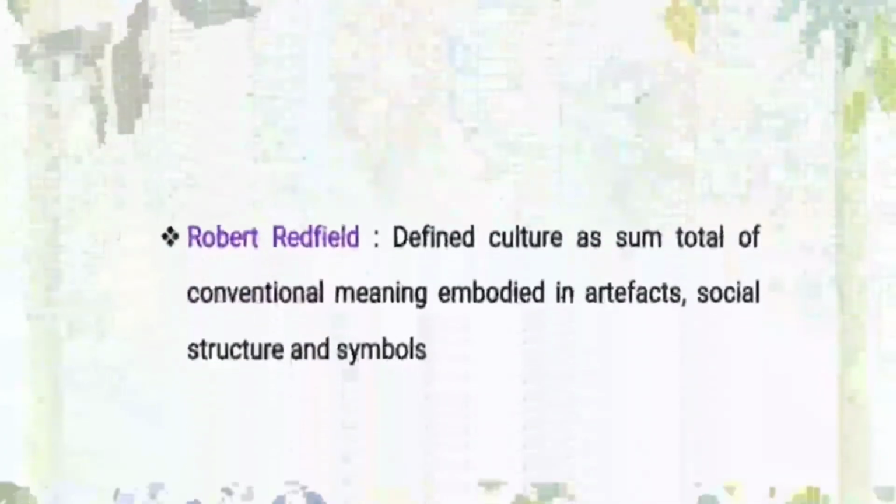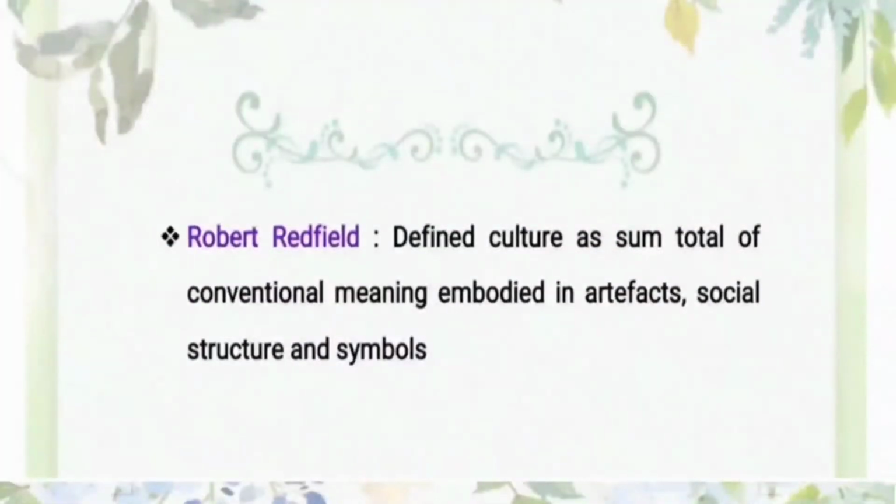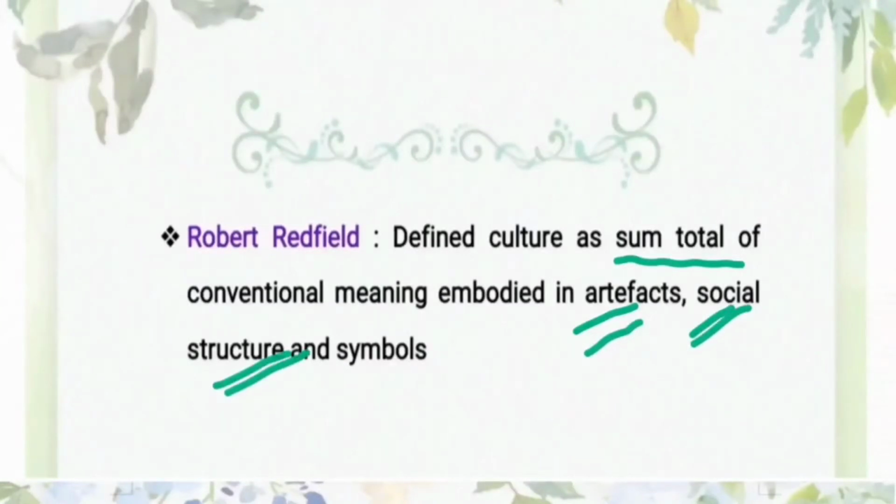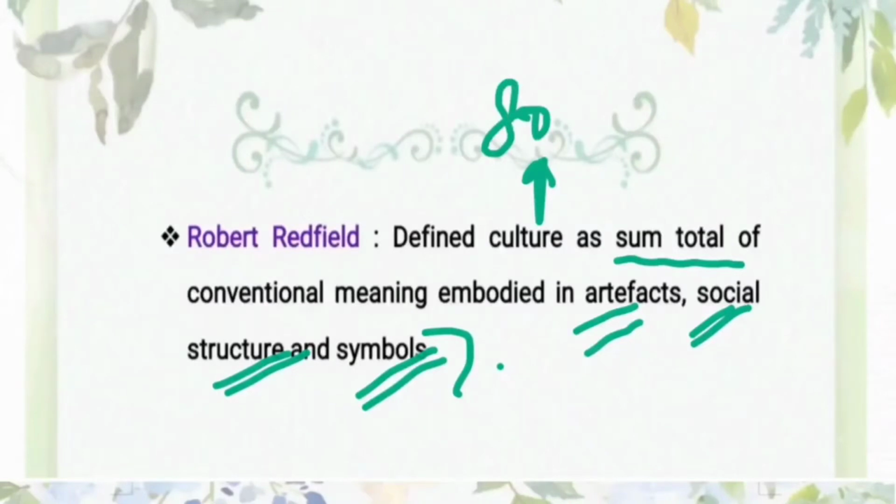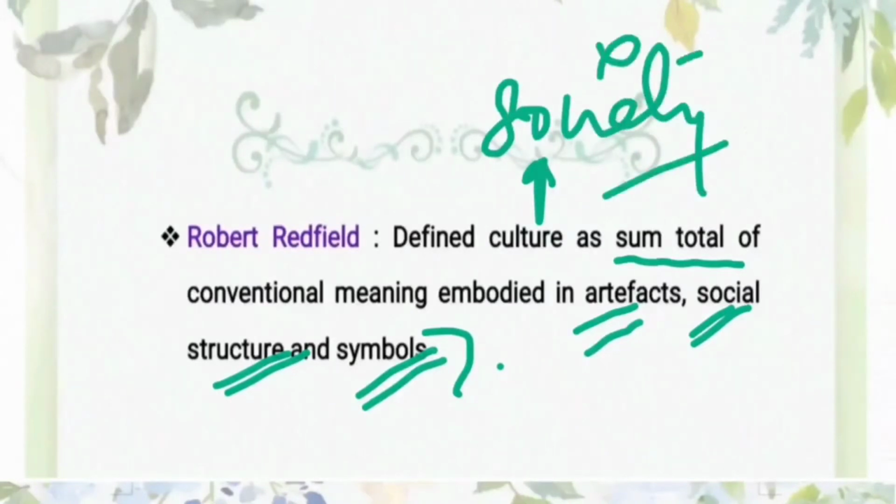Moving forward to the definition given by Robert Redfield. According to Robert Redfield, culture is defined as a sum total of conventional methods that have been embodied in the artifacts of the society, the social structure of that society, and the symbols used by the society. Whatever is embodied in them, the sum total of all these will define the culture of that society. That is said by Robert Redfield.